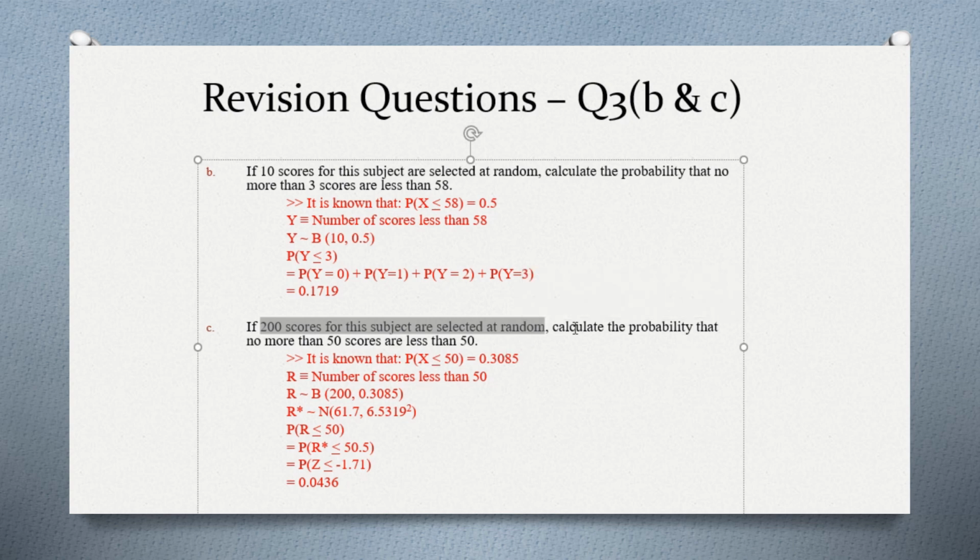Calculate the probability. The moment they say calculate the probability, this is the part they're talking about. No more than 50, straight away, right? P(R less or equal to 50). You want to use X also, not a problem actually. No more than 50 are less than 50. So this part is my event: number of scores less than 50. So I must have my n, which is 200 from here. My p must be the probability that I score less than 50.